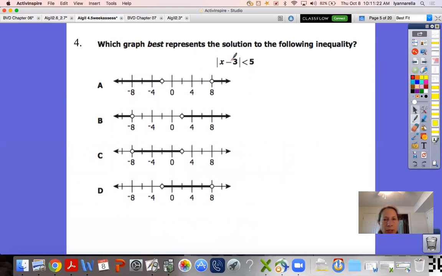Here you can just go straight to Desmos. That's what I would do. Use Desmos, for the love of God. Use Desmos.